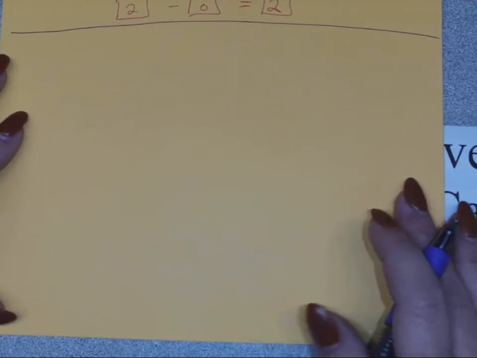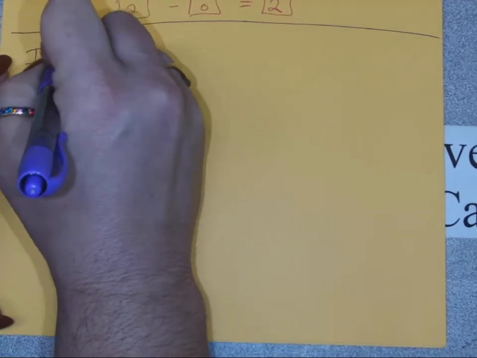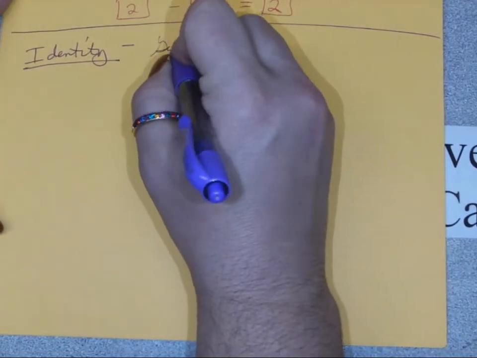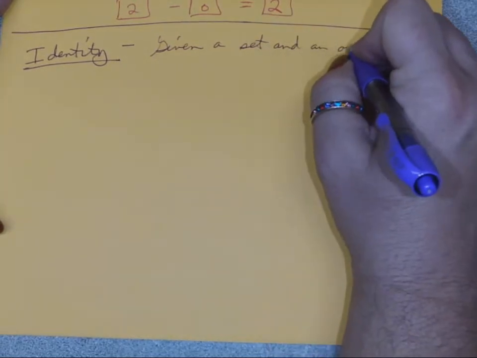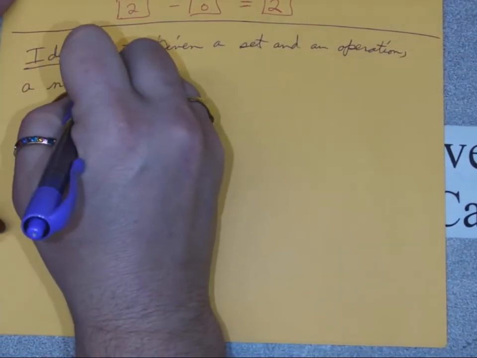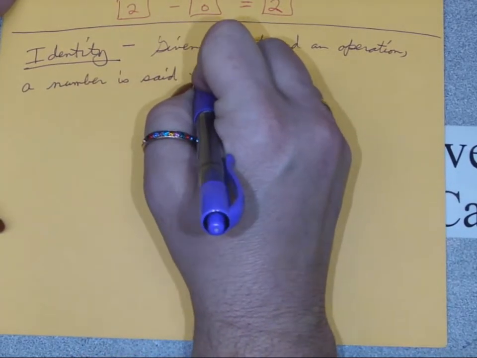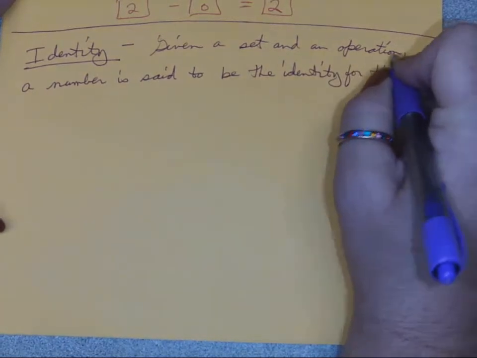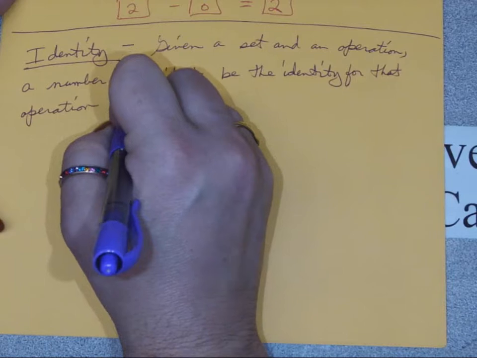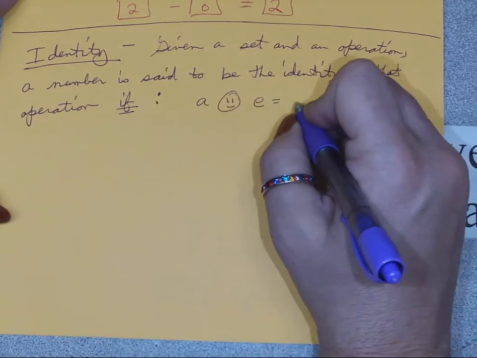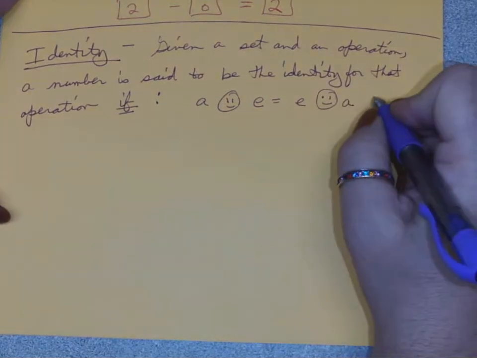Okay. All right, 2 more. Identity. Identity says that, and these two are both kind of related to each other. If you're given a set and an operation, a number is said to be the identity for that operation if, and it looks like this, A, and we're going to do smiley face here, E, is equal to E, smiley face A, is equal to A.